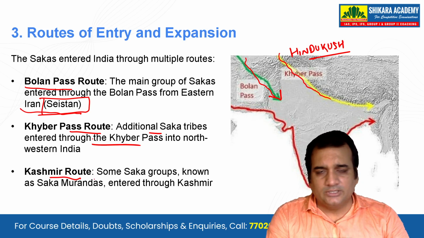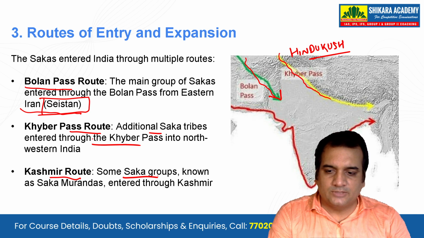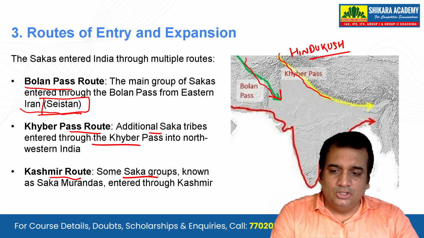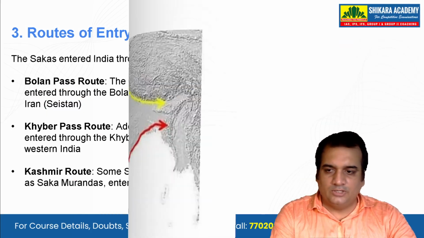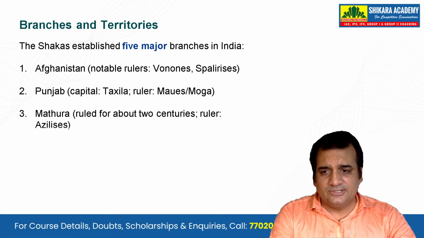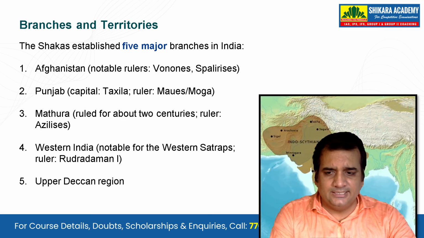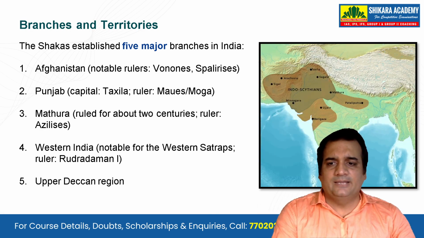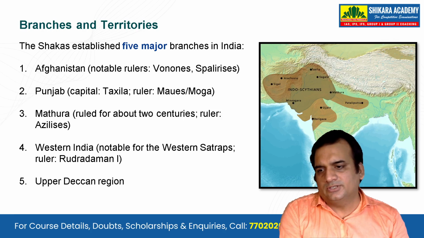And there was a third route also, that was the Kashmir route. Some Saka groups known as Saka Murandas entered through Kashmir also. What were the branches and territories? So basically these Sakas divided themselves into 5 major branches in India.